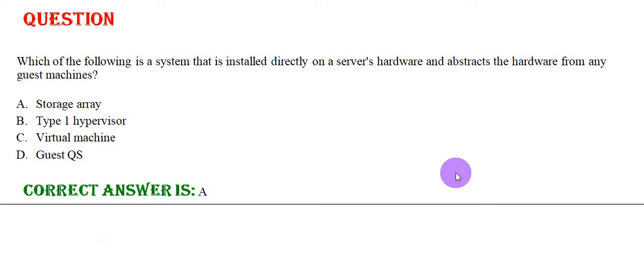Which of the following is a system that is installed directly on the server's hardware and abstracts the hardware from any guest machines? Option A, storage array. Option B, type 1 hypervisor. Option C, virtual machine. And option D, guest OS. The correct answer is option A.